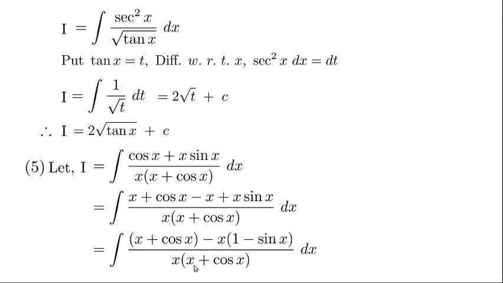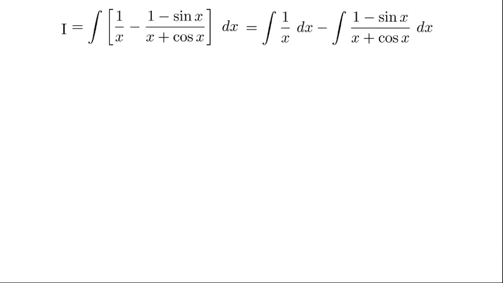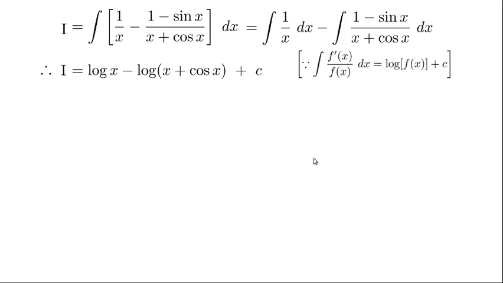Now we are going to separately divide this. When you separately divide, in the first part x plus cos x cancels, and in the second part x cancels. So we get the integration as 1 upon x minus 1 minus sin x upon x plus cos x. So separately take the integration, and what we get is integration of 1 upon x is log x, and integration of this, that is what we have done here, this is the form of f dash of x upon f of x. So log of f of x plus c. So it gives you I equal to log x minus log of x plus cos x plus c.